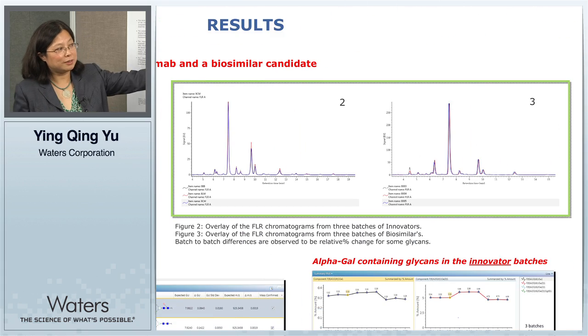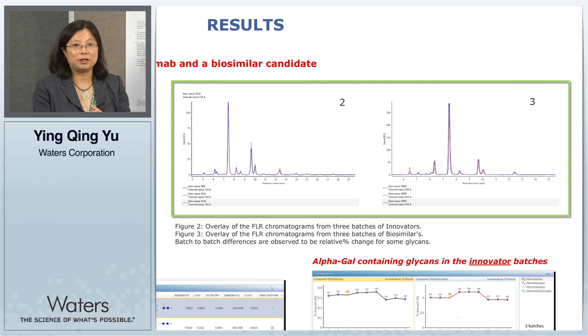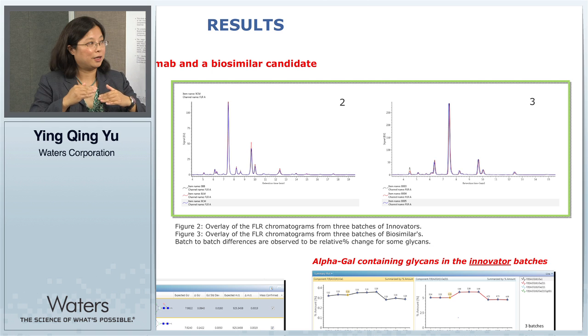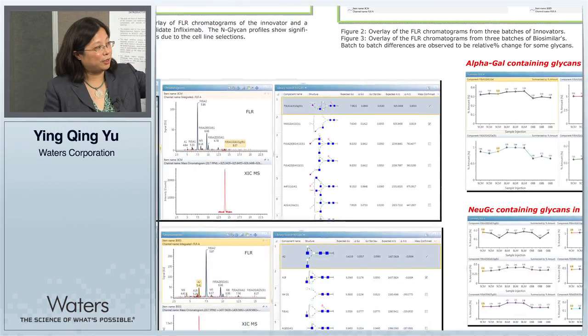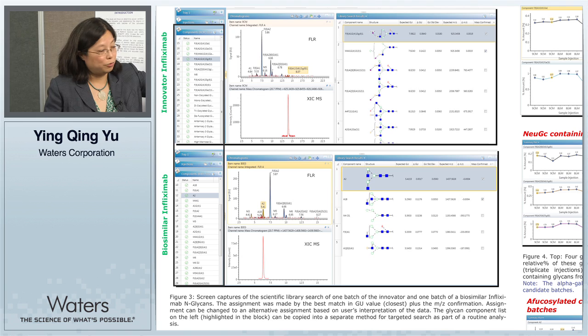Now, let's set that aside and just look at the batch-to-batch comparison within the innovator and within the biosimilar. They actually show very good correlation. The only difference we saw among the batches is some relative intensity of the N-glycans that show a slight difference, maybe less than 10%. Now, in the middle here, we are showing the differences in the innovator and biosimilar results.